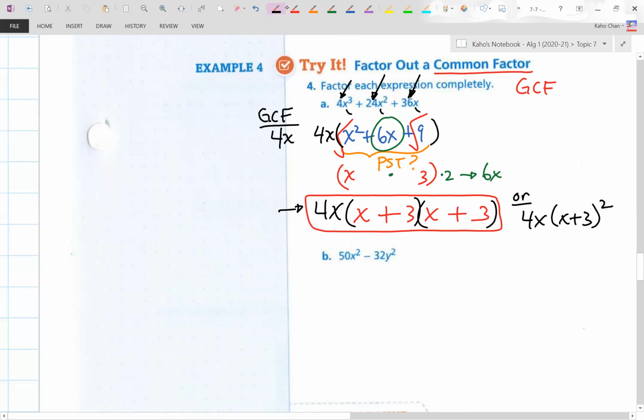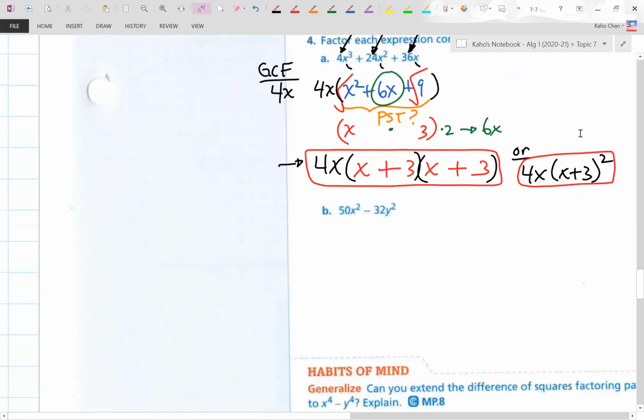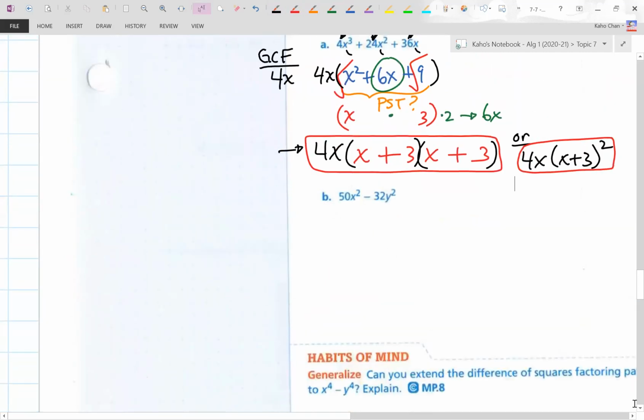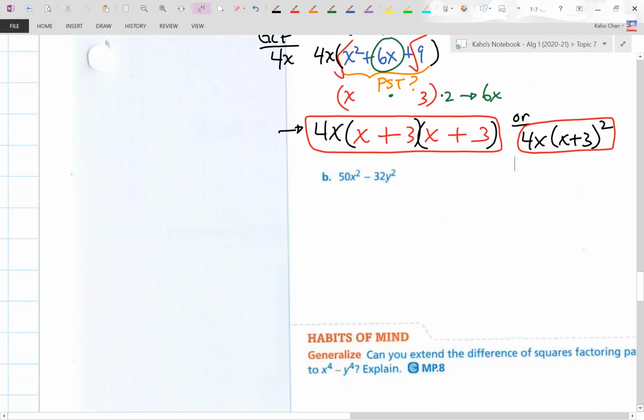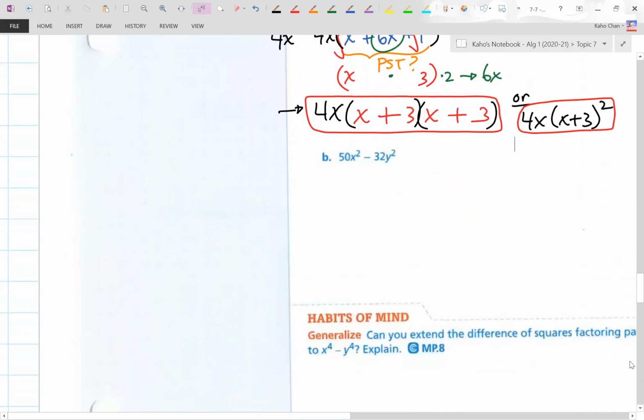Like that, okay? Not too bad. It's like a club sandwich versus a regular sandwich. There's a lot of layers here. How about this one? This binomial, interesting. 50 and 32, can I make that smaller? I can pull out a 2, I think that's my greatest common factor, but nothing else, no variables. So if I take out a 2, that leaves me with 25x squared minus 16y squared.